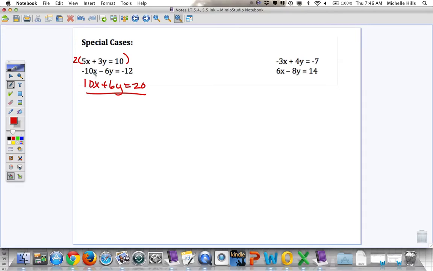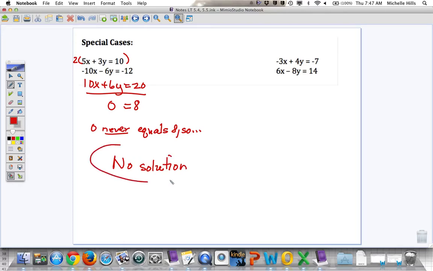When I add these together, though, x is eliminated and y is eliminated. So this entire side is just 0. And negative 12 plus 20 is 8. 0 never equals 8. So my answer is no solution, which means if I graph those two lines, they are parallel because they never have a point in common. They never intersect.